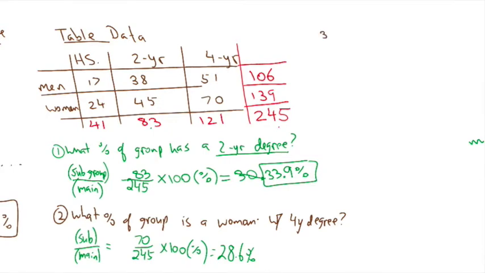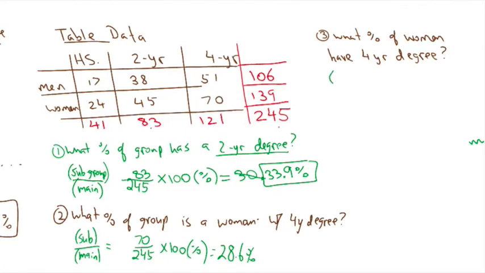3. What percent of women have a 4-year degree? Sounds like the same question. Yeah, but the main group is not 245 anymore. The main group is not the whole group anymore. What's the main group now? Is it the women or the 4-year degree? It's the women.